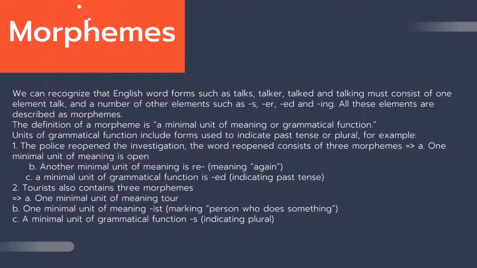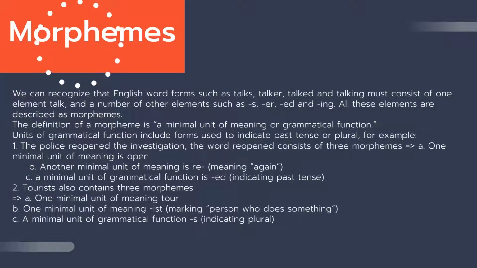Next, from slide 3, is morpheme. We can recognize that English word forms such as talks, talker, talked, and talking must consist of one element talk and a number of other elements such as -er, -ed, and -ing. All these elements are described as morphemes. The definition of a morpheme is a minimal unit of meaning or grammatical function.